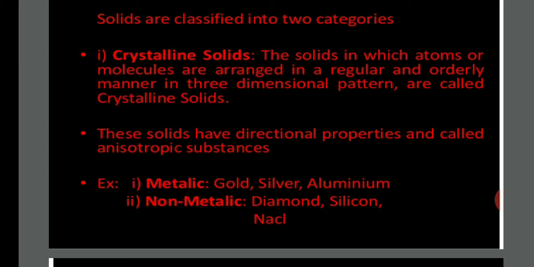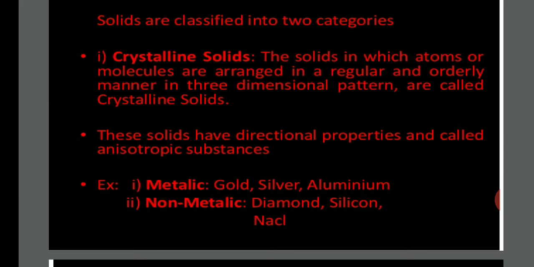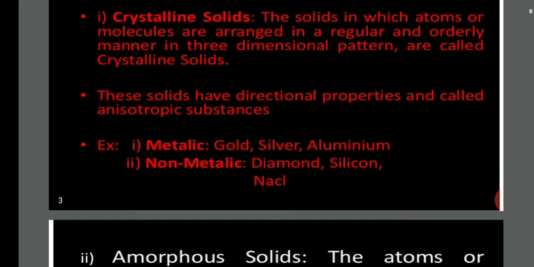So what do you mean by crystalline solids? The solids in which atoms or molecules are arranged in a regular and periodic manner in a three-dimensional geometrical pattern are called crystalline solids. These solids have directional properties and are called anisotropic substances. Examples of crystalline solids: metallic ones are gold, silver, aluminum. Non-metallic ones are diamond, silicon and sodium chloride.